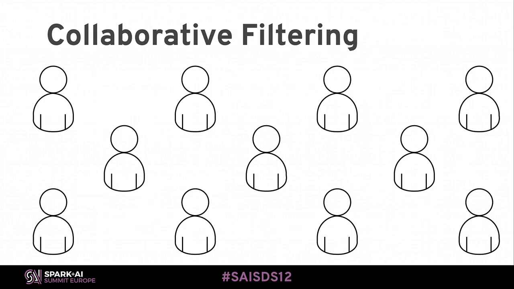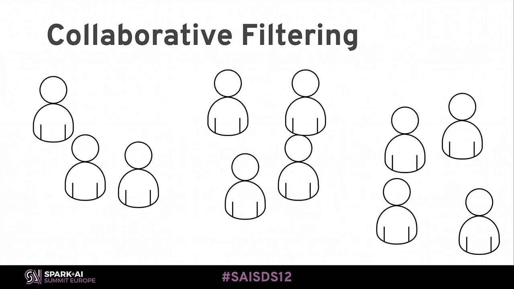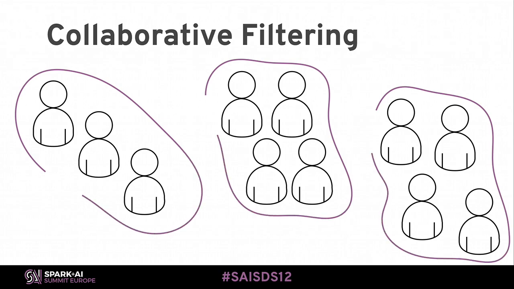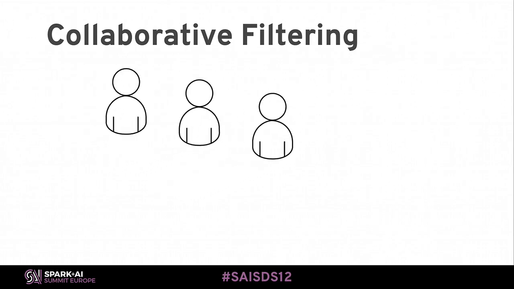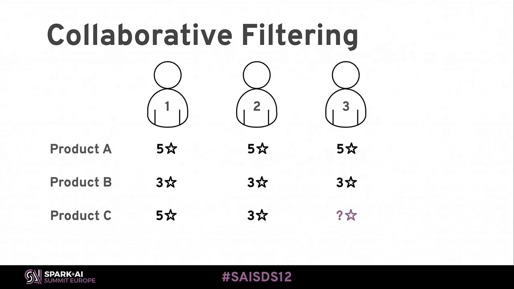So let's get started with collaborative filtering. What we've got ourselves here is 11 people. The simple idea behind collaborative filtering is to cash in on the similarities between users. We're going to use those similarities to make predictions. So if we look at one specific group from that set of people and look at the way in which they rate products, we can see that they're fairly similar, and we can imagine how to make predictions when there's missing data. So here we see that everybody gave product A 5 stars, everyone gave product B 3 stars.